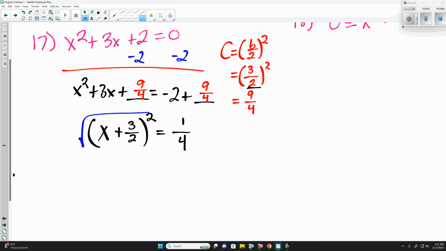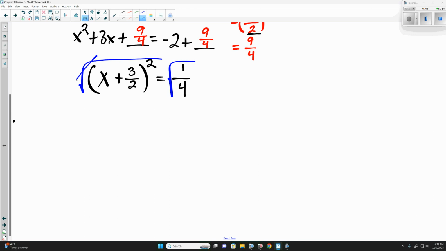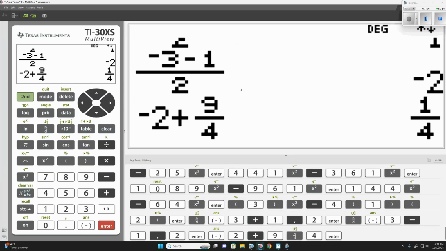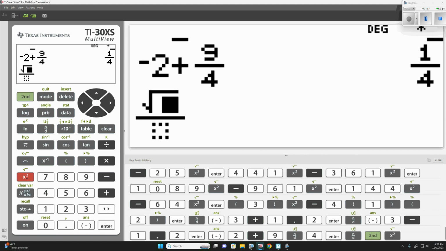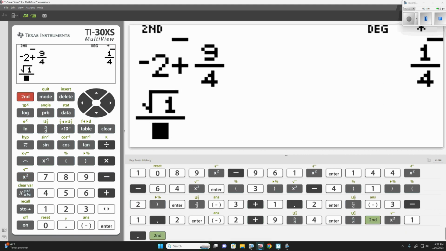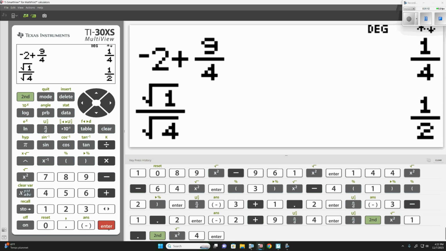Now, since we do have a set of parentheses squared equals a number, we can take the square root of both sides. The square root and square will cancel, telling us x plus 3 halves is equal to plus or minus the square root of 1/4. What we would do is take the square root of 1 over the square root of 4. Fraction, second square root of 1 over second square root of 4, which is 1/2.